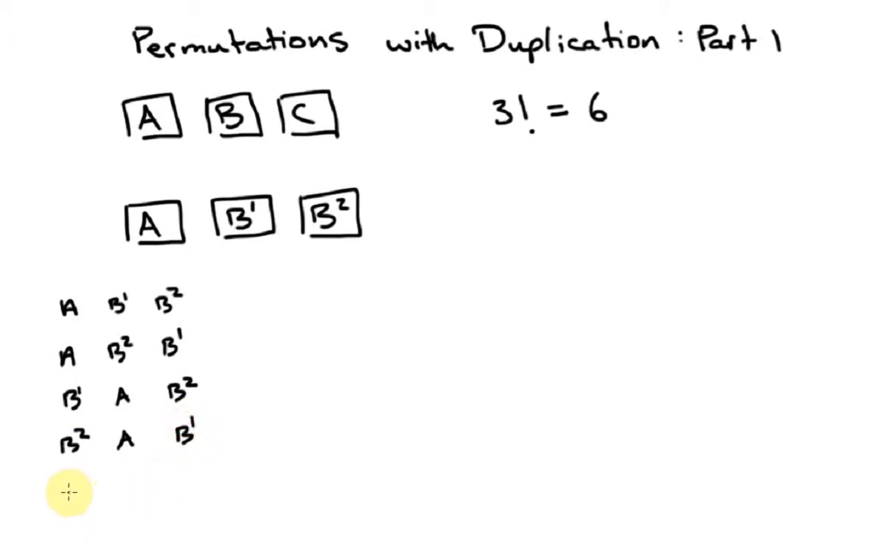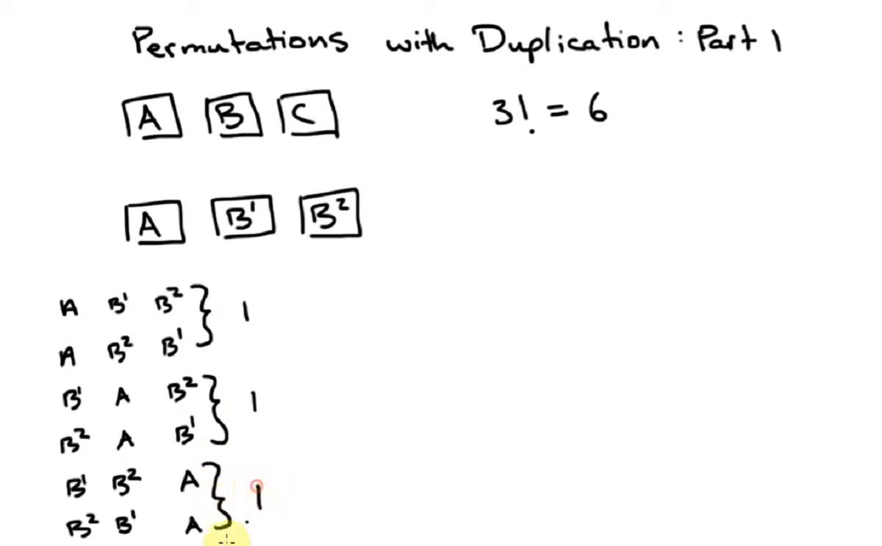And lastly, we could do B1, B2, and then A, and then flip the B's again. We're always flipping the B's. Really, this should count as one arrangement, because to the untrained eye, they look the same. I see a BAB and a BAB. And we do the same thing over here.